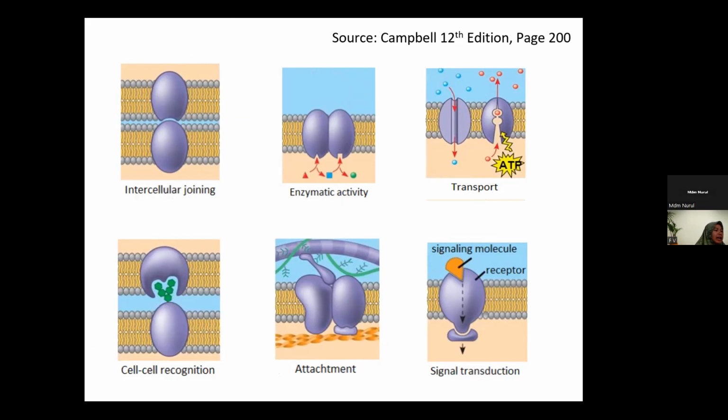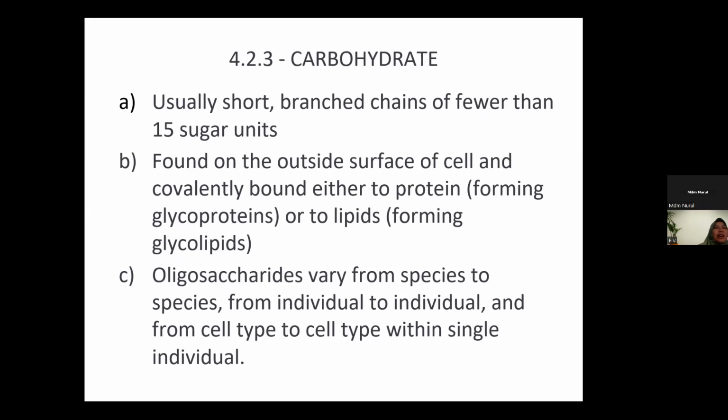Okay, so next, moving on with carbohydrates. Carbohydrate that we found on the membrane. So ada dua, remember? Namanya apa? Glycoprotein and also glycolipid. Okay, kalau lupa, kita lukis. So this is phospholipid bilayer. This is the protein. Okay, so on the membrane, remember, there are carbohydrates that attach to the proteins, and there are carbohydrates that attach to the lipids. So these are carbohydrates.